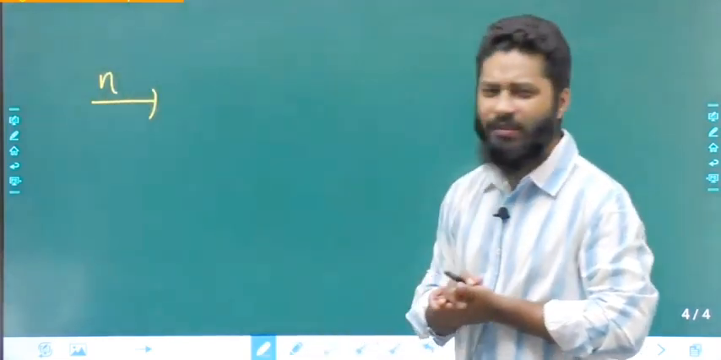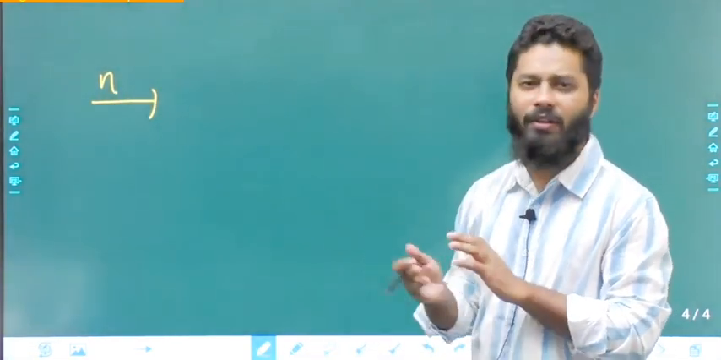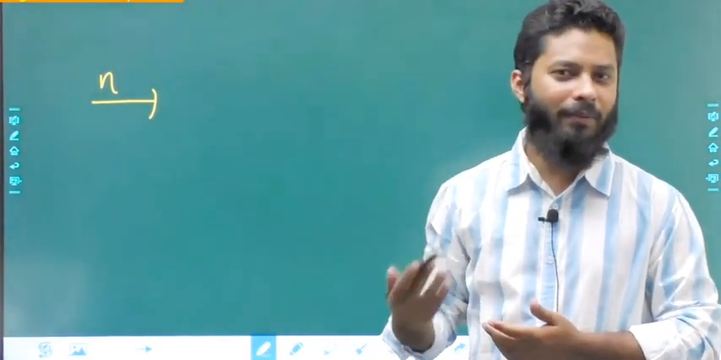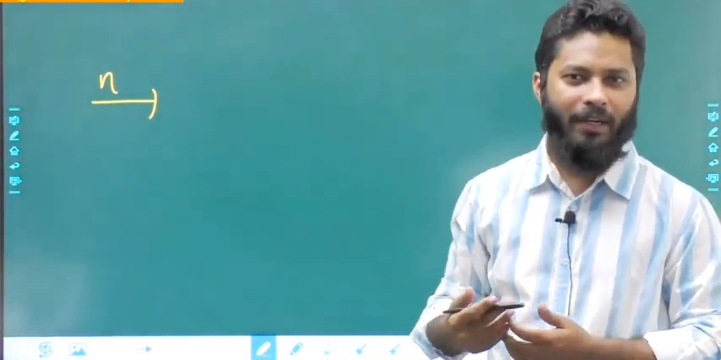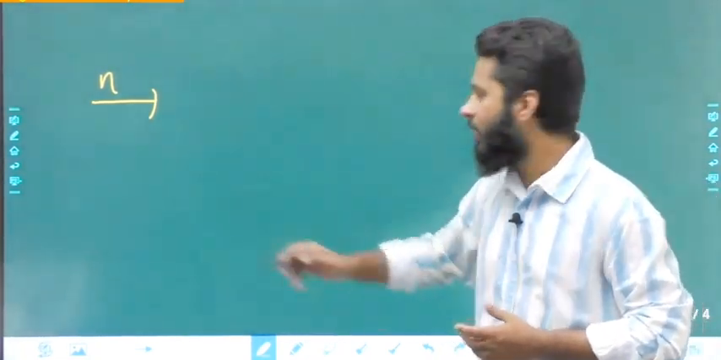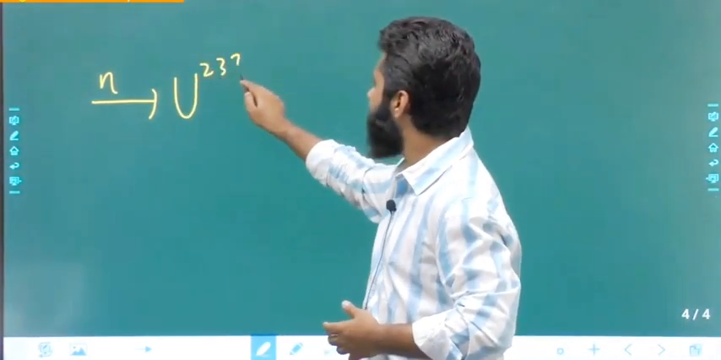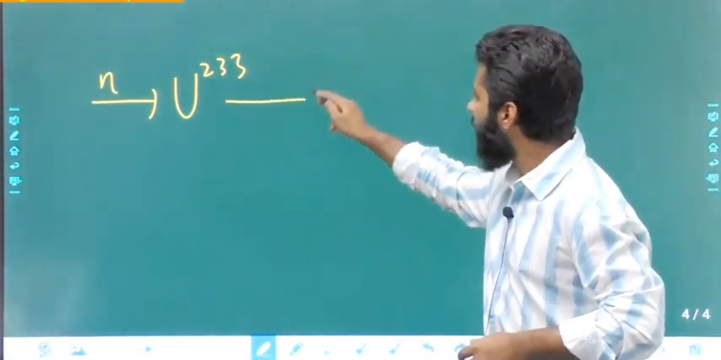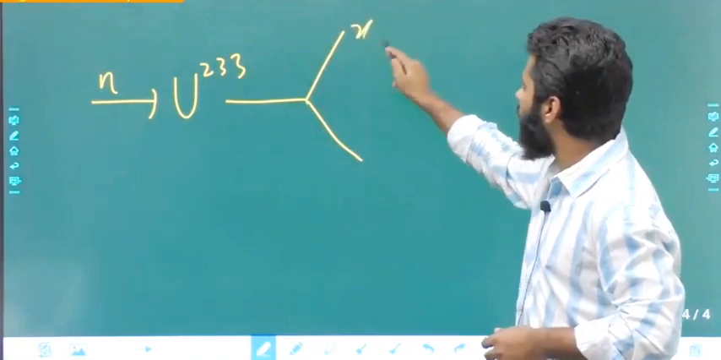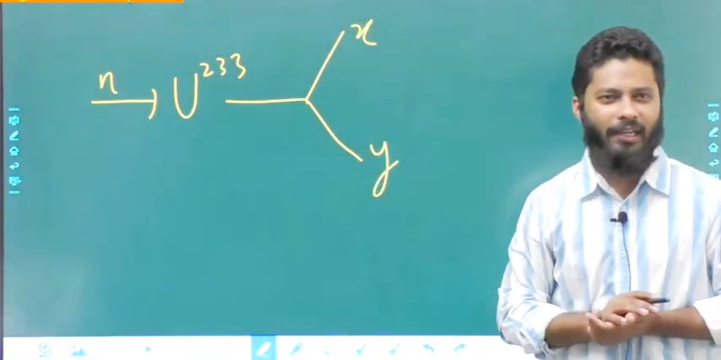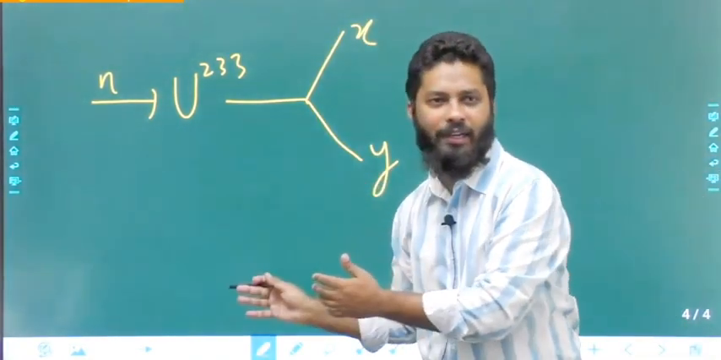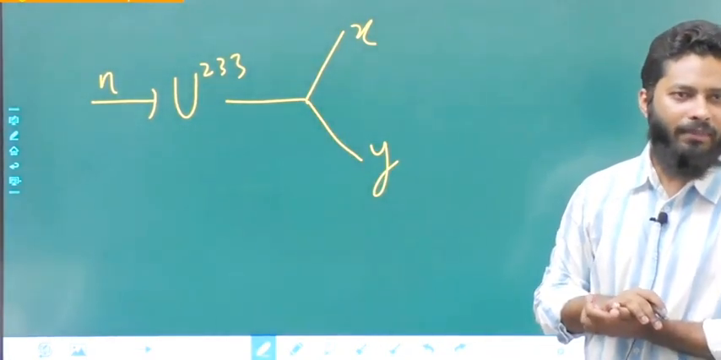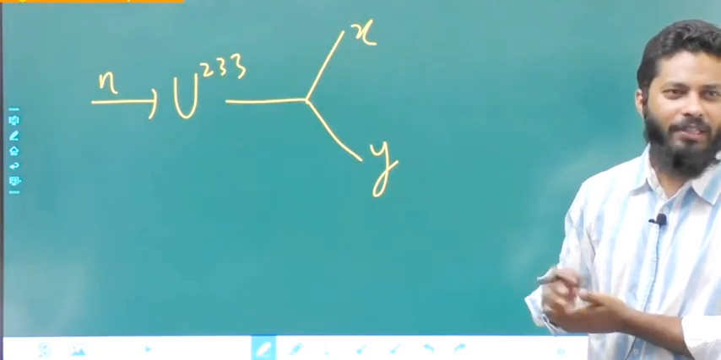This is a neutron. You might have studied bombardment of particles in labs, bombardment of protons, bombardment of neutrons, when we conduct experiments. So this is bombardment of a neutron on uranium 233. What will happen? This uranium will break down into some elements X and Y, lighter than uranium. So it will split into two different elements. We are not concerned about which elements they are.